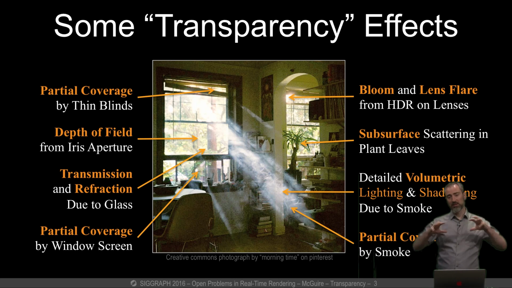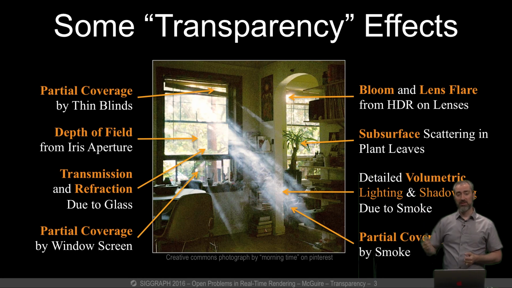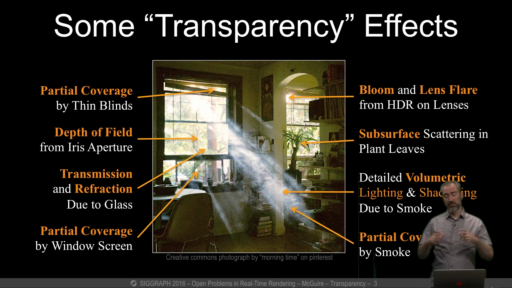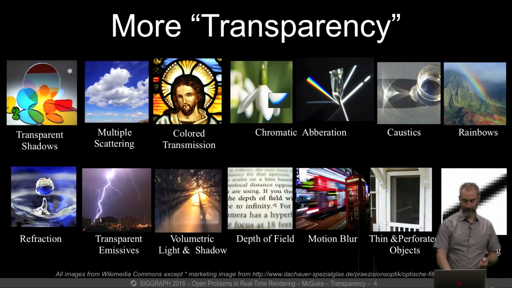If we take another look, in this case at a real photograph instead of a rendering, there are a number of effects that we collectively call transparency in computer graphics. These include partial coverage from the thin blinds, where every individual object is less than a single pixel, as well as effects like depth of field, where because of the lens on the camera, the edges of objects that are out of focus become slightly transparent, and of course, classic effects like partial coverage by smoke, and things like lighting and shadowing.